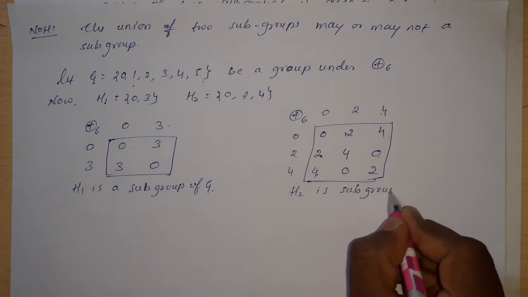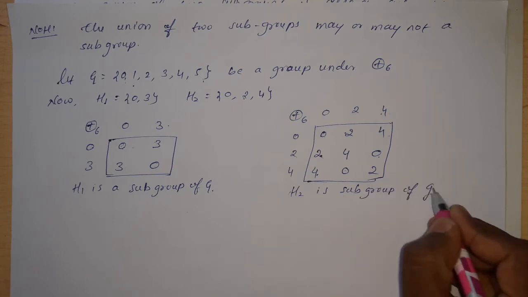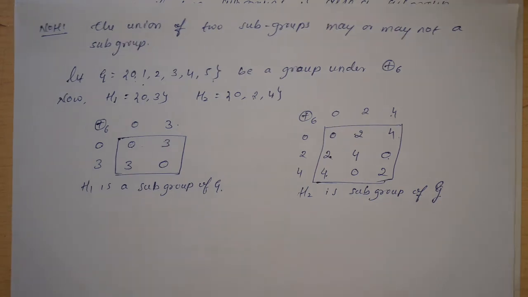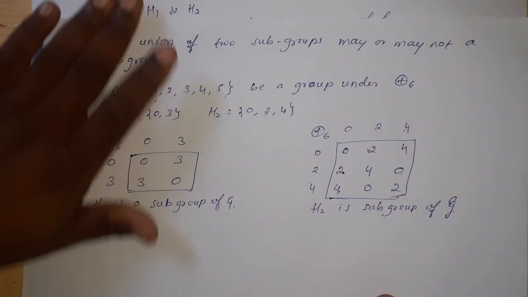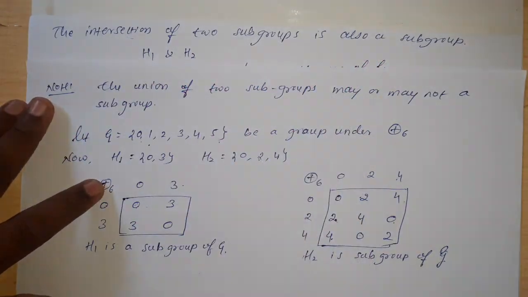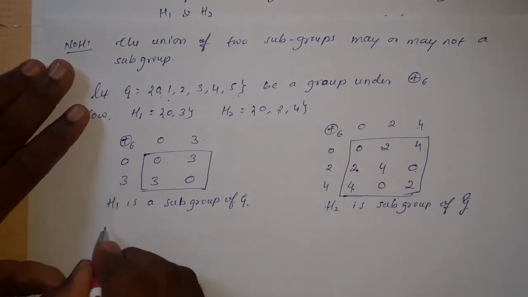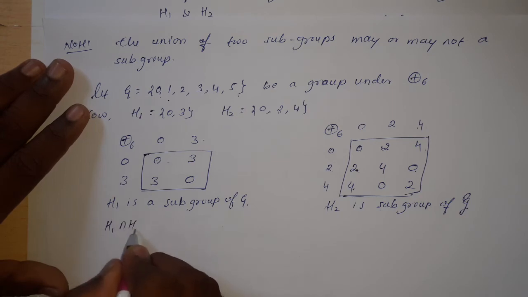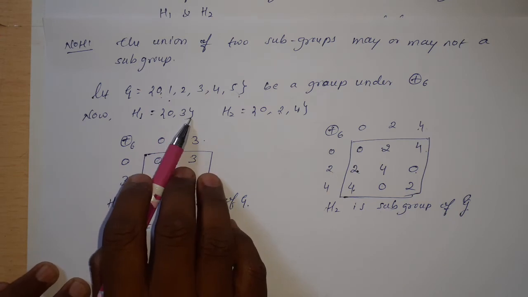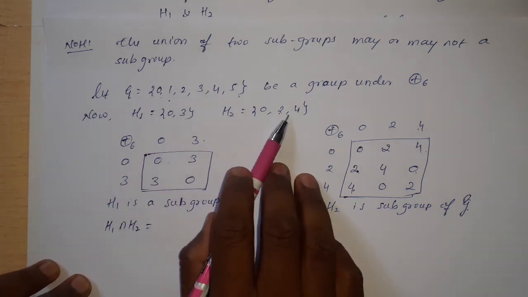H2 is a subgroup of G. Now let us consider the results of the theorem. So in the first result, what we have? The intersection of two subgroups is also a subgroup. Now consider H1 intersection H2. So here H1 is {0, 3} and H2 is {0, 2, 4}.